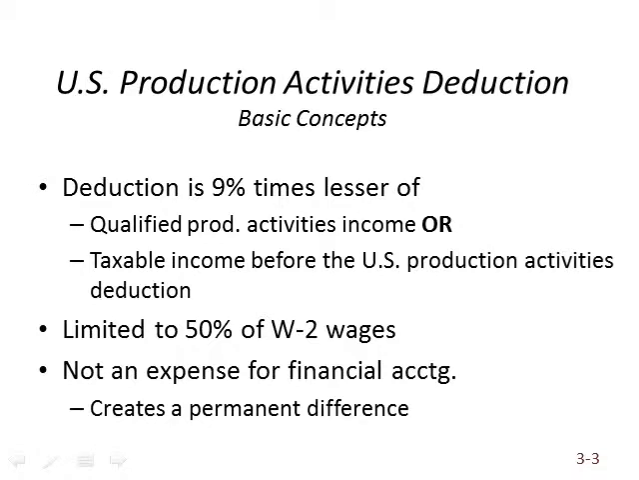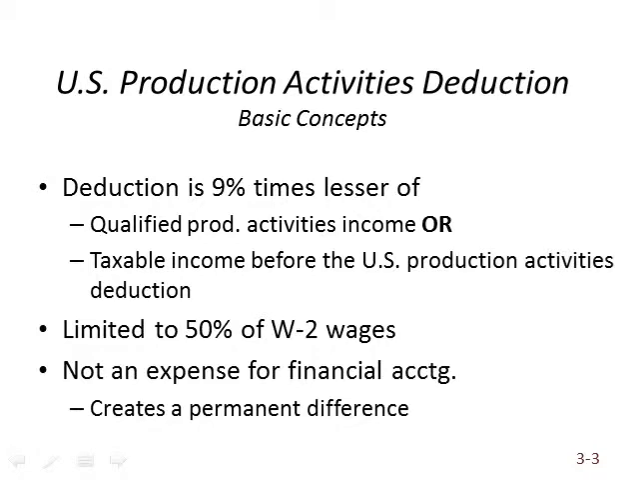And so the U.S. Production Activities Deduction was really developed with the American Jobs Creation Act of 2004, and its real purpose was to drive jobs creation. The deduction is equal to 9% of the lesser of either qualified production activities income for the year or taxable income before the U.S. production activities deduction.